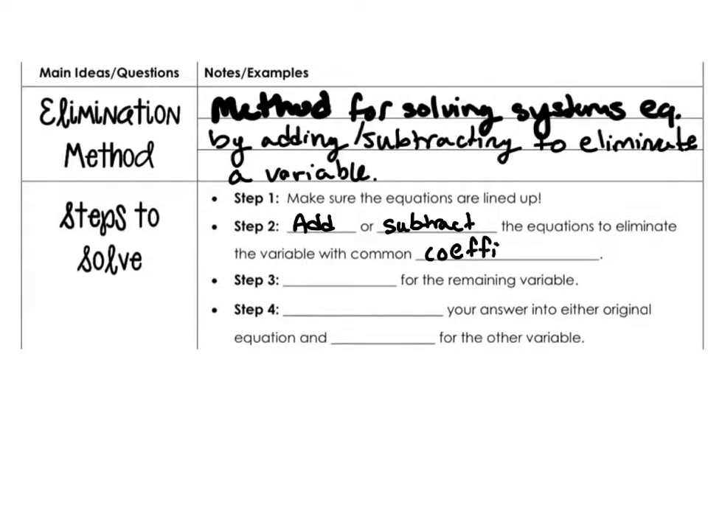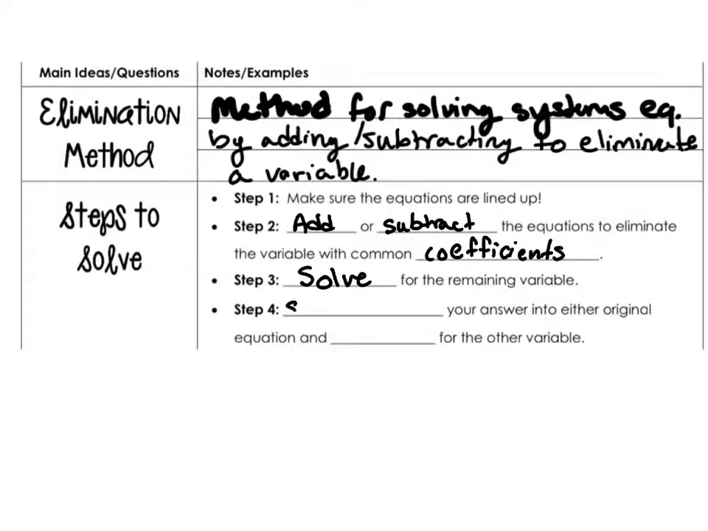So like I said, this section is going to give you common coefficients. You just have to figure out which one has them, and then we're going to eliminate them either by adding or subtracting. Step three is to solve for the remaining variable. So you're only going to have one variable left, therefore you can solve for it.